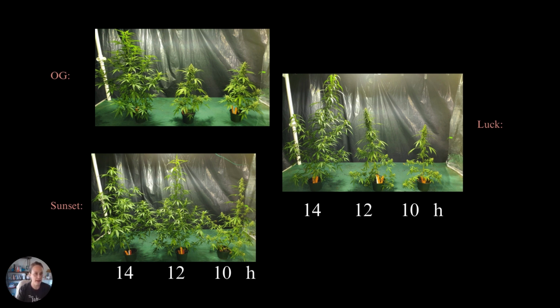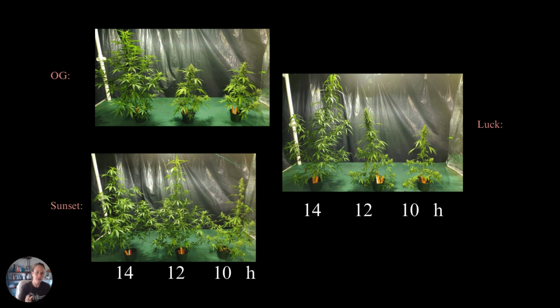And this is looking at 3 of my different varieties. OG, which the way this one performs, I would say is close to 80% of other cannabis varieties. Sunset has a very late flowering photo period. That's why it's called Sunset, because it's later. And then Luck is pretty similar to OG.